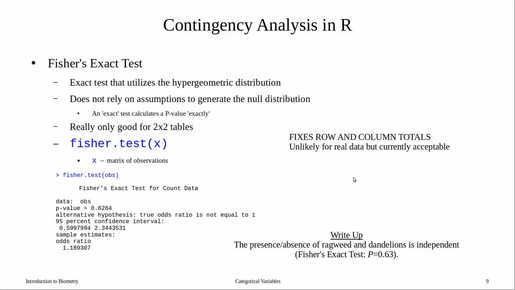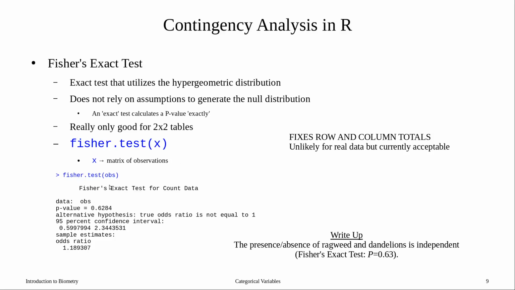I'll note that with Fisher's test, we do fix the row and the column totals, so those don't change. And that's kind of unlikely for real data, but that doesn't seem to matter. The general scientific community is okay if you run a Fisher's exact test to see if two categorical variables are associated.